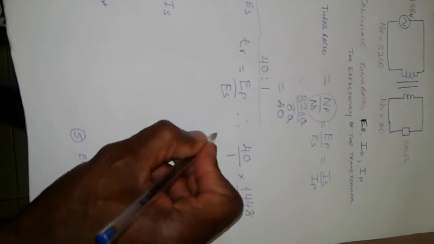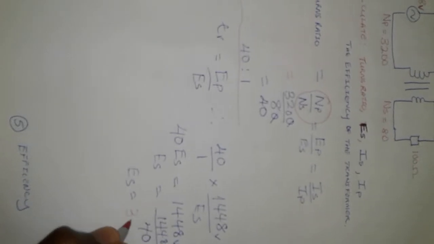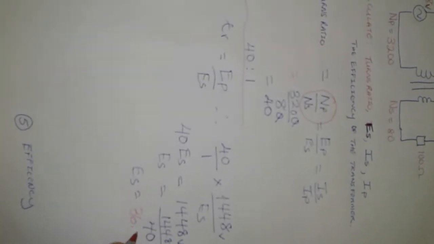We will now cross multiply. We get 40 ES is equal to 1448, and of course we know these are volts. So ES, by bringing the 40 over, will be equal to 1448 divided by 40. ES is equal to 36.2 volts. That now is our secondary voltage. 1448 volts divided by 40 will give us 36.2 volts. That takes care of voltage secondary.